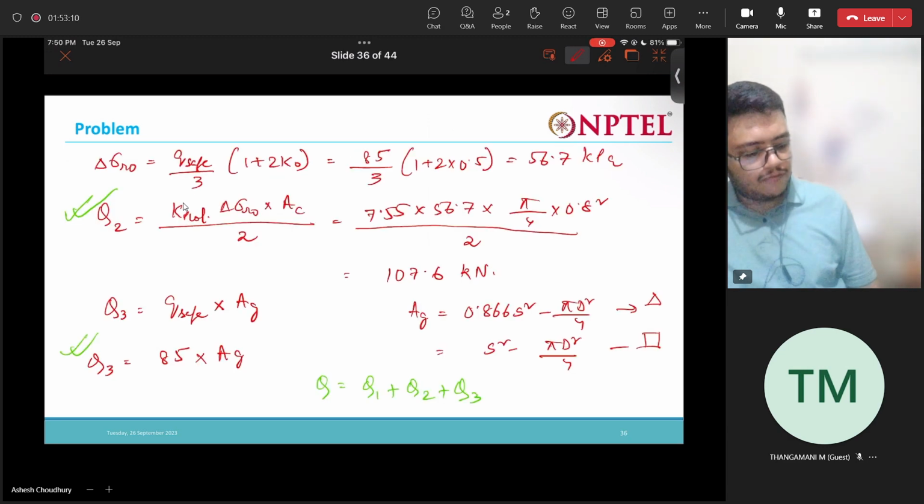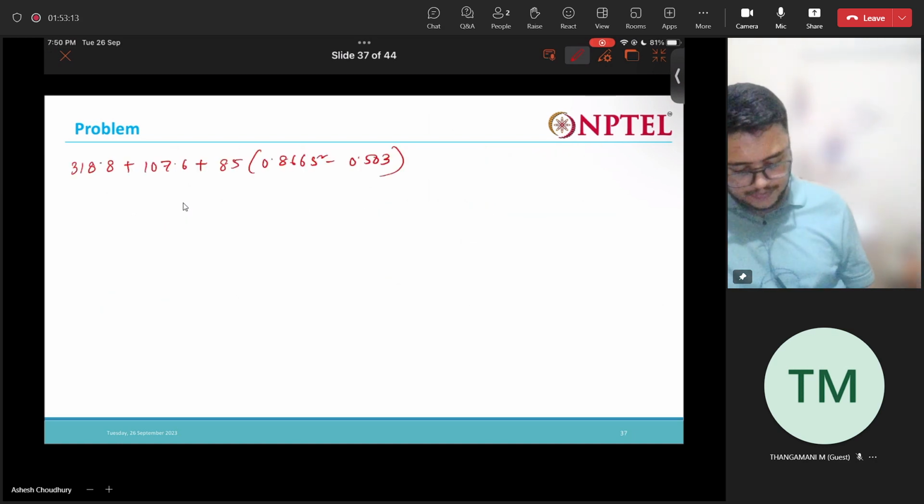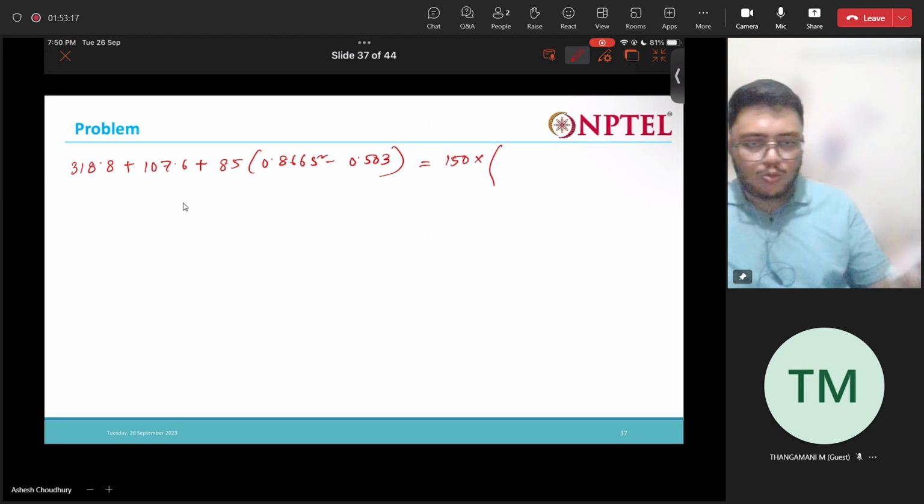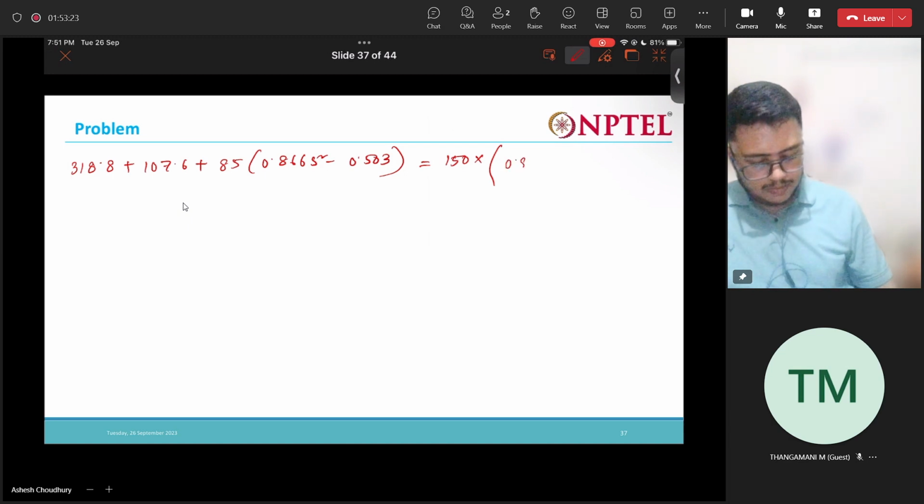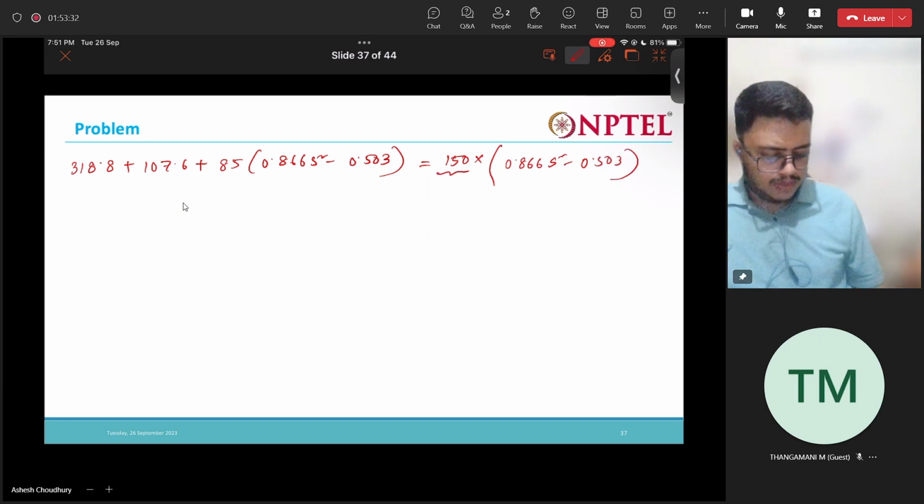0.503 is nothing but pi by 4 into 0.8 square, which is equal to 150 times. So whatever solution has been provided in NPTEL, I saw that they are multiplying by this AG.